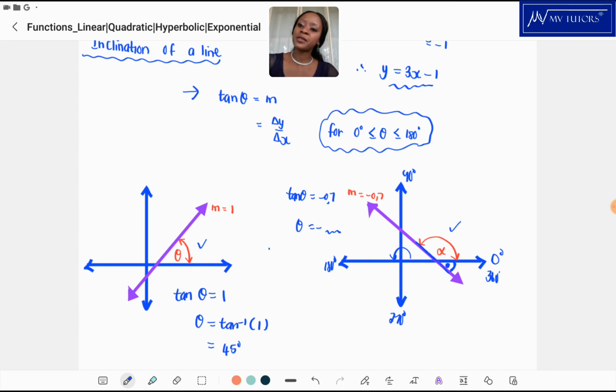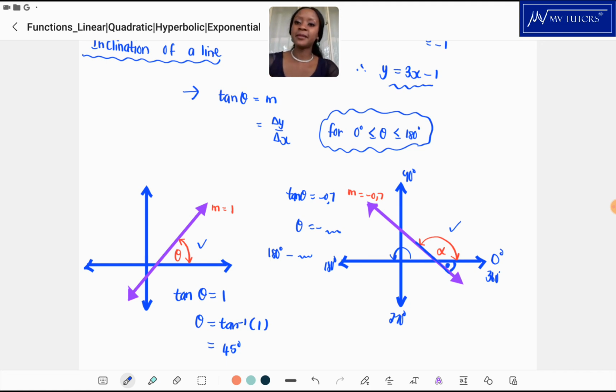So then you would have to say 180 minus that angle that you got over there. Okay, so please remember this. Whenever you're calculating the inclination of a line where your gradient is negative, once you get that negative answer, don't leave it at that. We don't want the negative answer. We want the positive obtuse angle. So you're going to have to take 180 degrees and subtract.